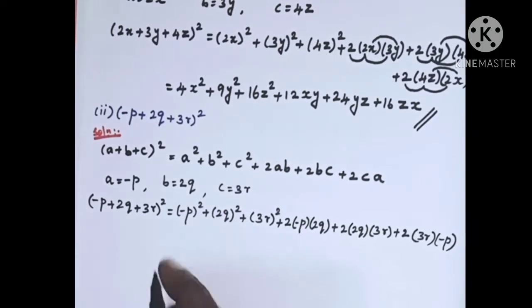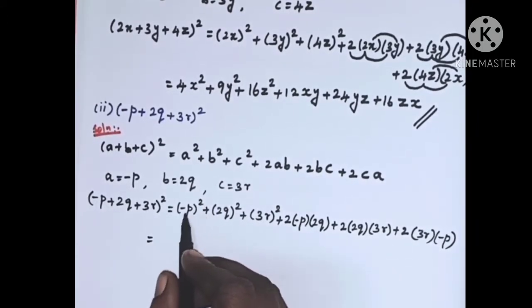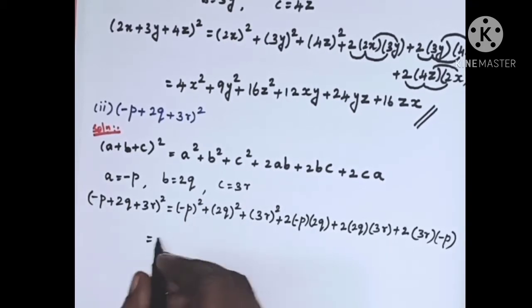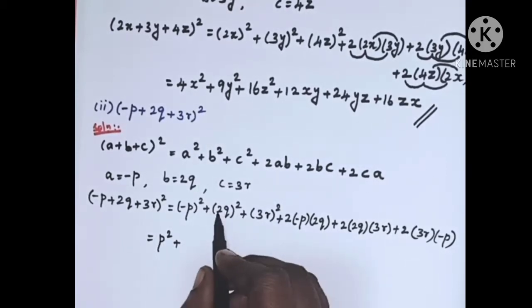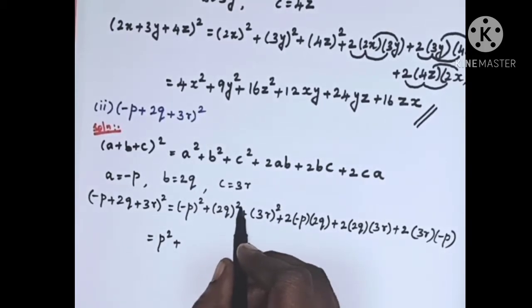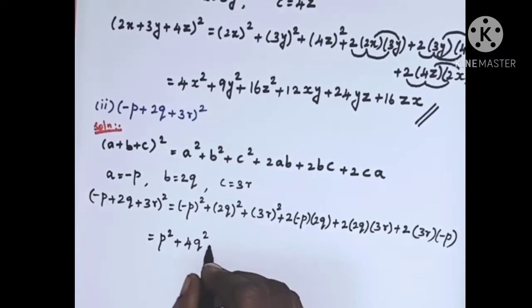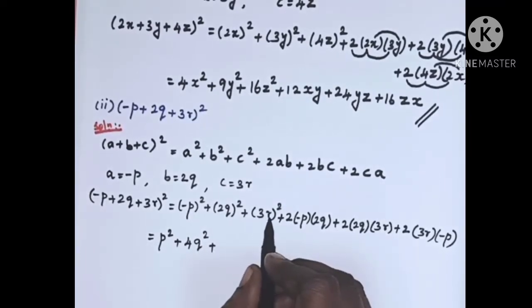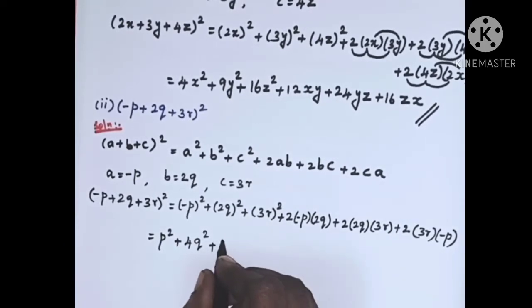Now minus p the whole square is nothing but plus p square. Minus square is plus. So plus p square plus here we have 2 square and q square. 2 square is 2 2s are 4 and q square is nothing but q square plus here 3r the whole square we have. So 3 square r square. 3 square is 3 3s are 9.